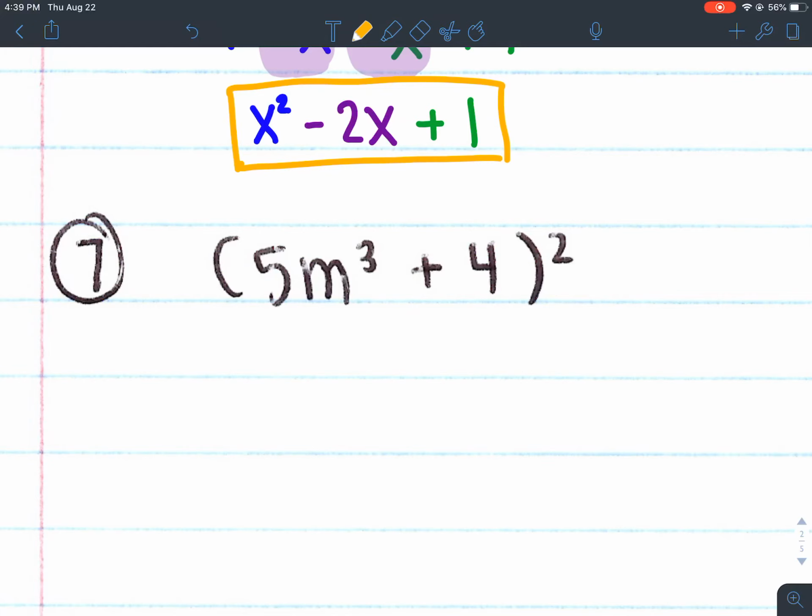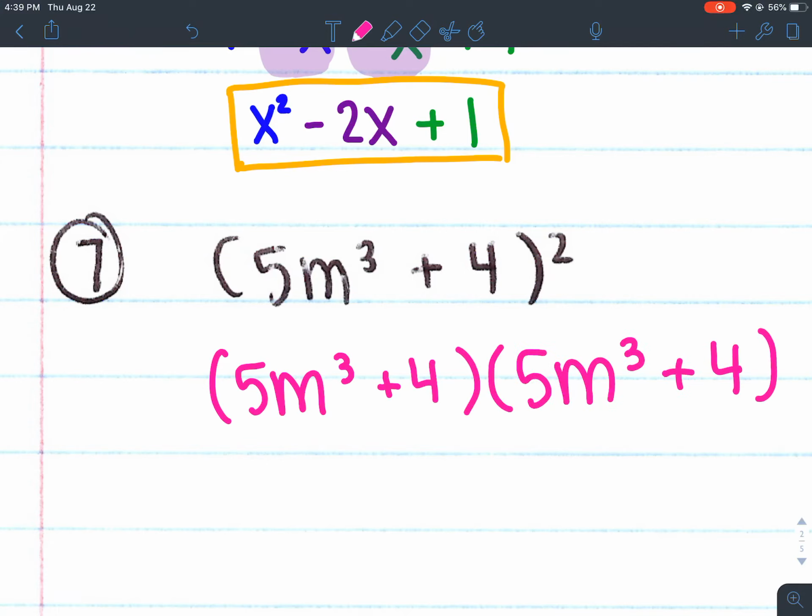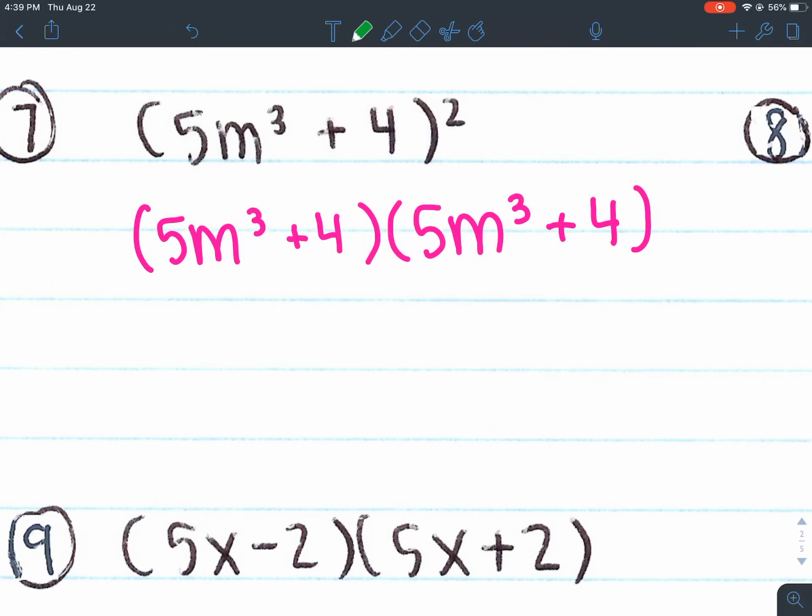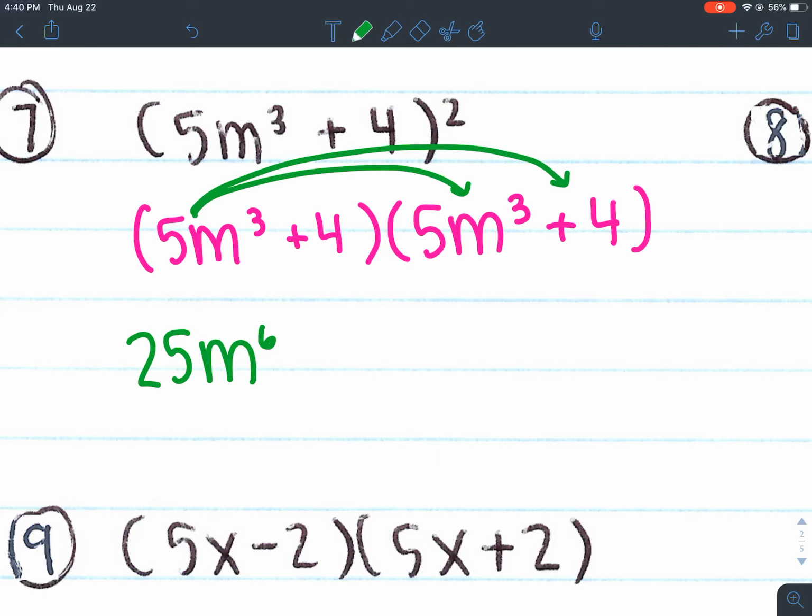Number 7, what are you going to do? You're going to write it twice because there's a square there. It means I have it times itself. Okay, so 5m cubed times 5m cubed. That's where we're going to begin. That's going to give us 25m to the 6th because m cubed means I have 3 m's being multiplied. So if I have m cubed and m cubed, I have 6 m's being multiplied. So it's going to be m to the 6th. 5m cubed times 4 is going to be plus 20m cubed.